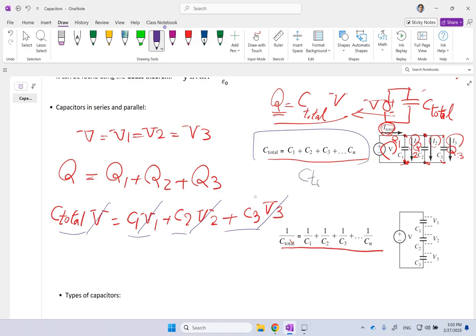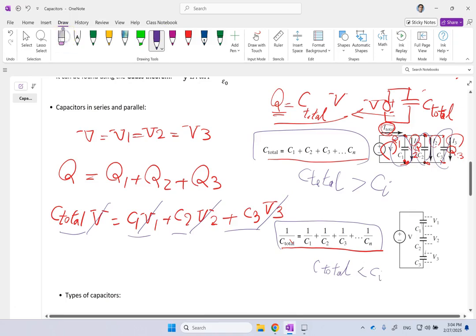And that means, of course, C total is bigger than all of the individual C's. So if you want to get bigger capacitance, what should you do? If you want to be able to store more and get bigger capacitance, you need to put capacitors in parallel. On the other hand, if you put them in series, this is the formula that you have, and in this case, you can say that C total is less than all individual C's. So here you reduce the total capacitance and the storage. And again, it's not really hard to show for this case as well.